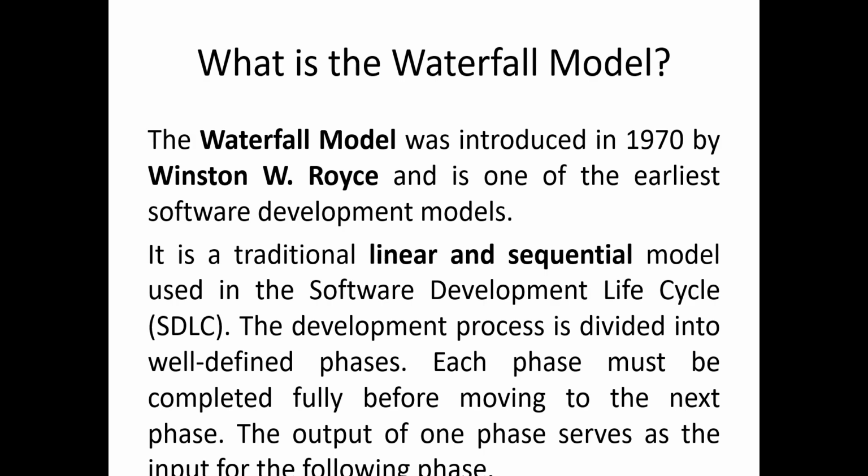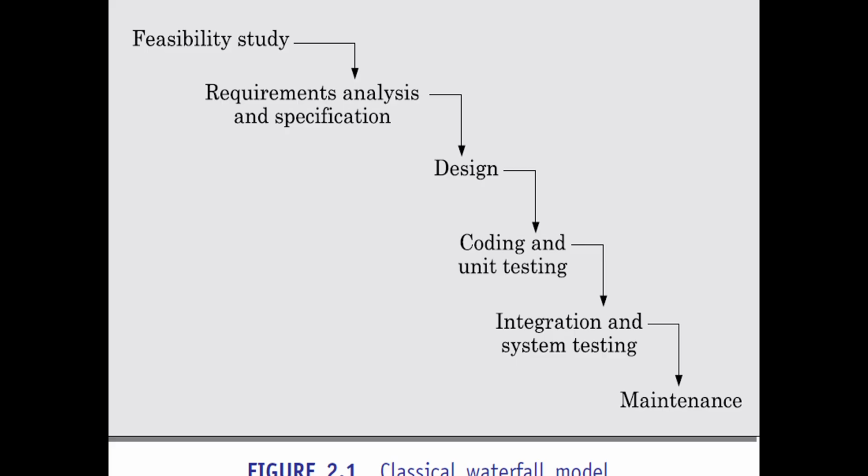While coming to the waterfall model, this waterfall model was introduced in 1970 by Royce and is one of the earliest software development models. It is also termed as a linear sequential model used in the software development life cycle. The development process in the waterfall model is divided into well-defined phases. Each phase must be completed fully before moving to the next phase. The output of one phase serves as the input for the next phase.